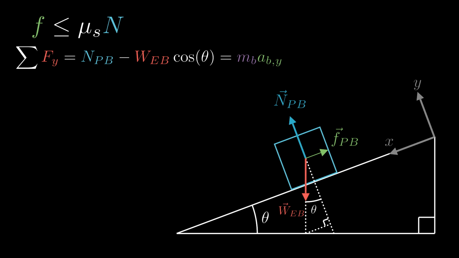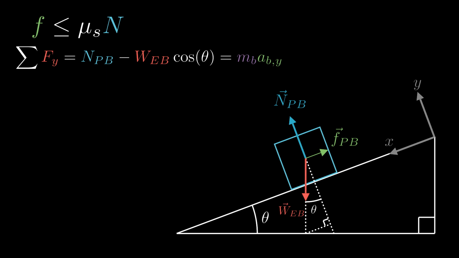Remember that sine and cosine are related to the triangle, not specifically the x and y axes. So since this line is our hypotenuse, and our angle theta is right here, the line related to the y-axis is our adjacent side, which means that the y component of the weight force is related by the cosine of theta. We don't include friction in this calculation because it has no y component, right? It's only parallel to the surface.